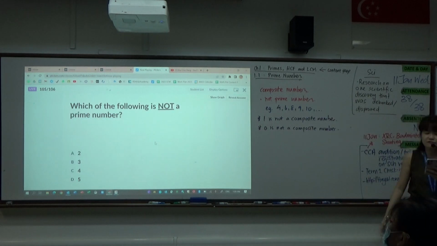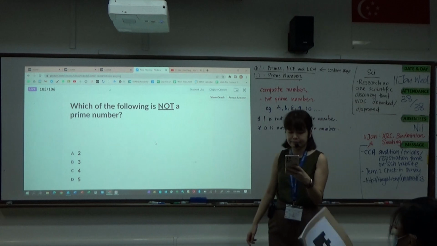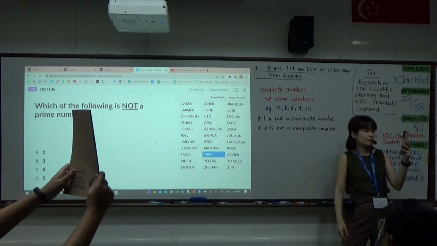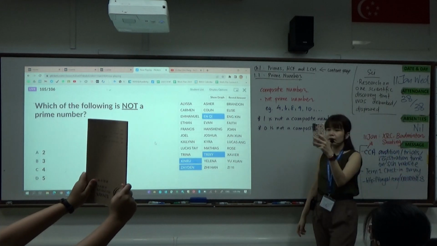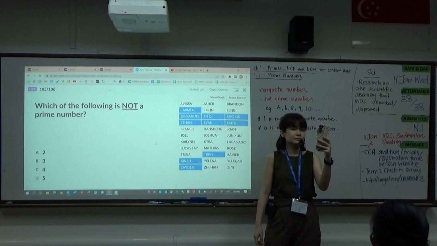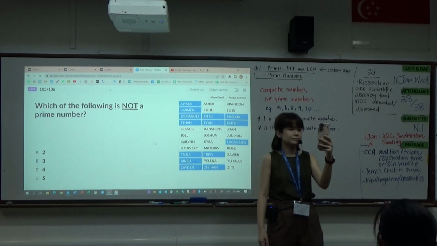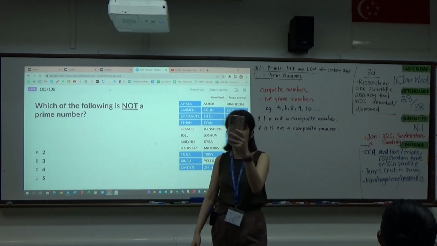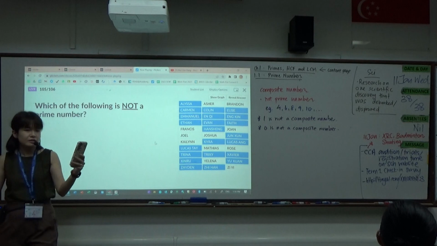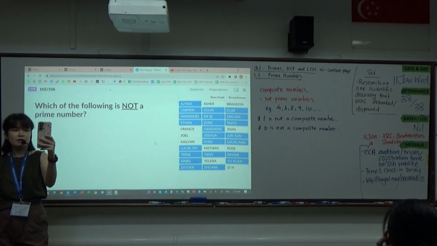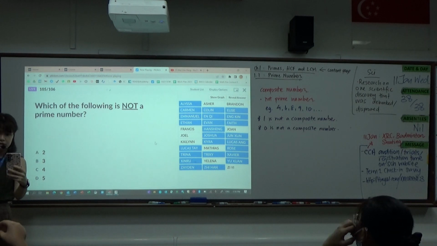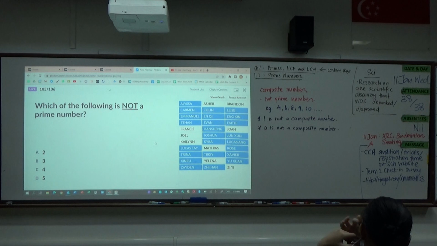Next question. Which of the following numbers is not a prime number? Once you're ready, you can put down. If you put wrongly, you can still raise up and change, and I can still update it. So long as you put down your book already, I will stop scanning. Anybody else? Elena? Yourself?